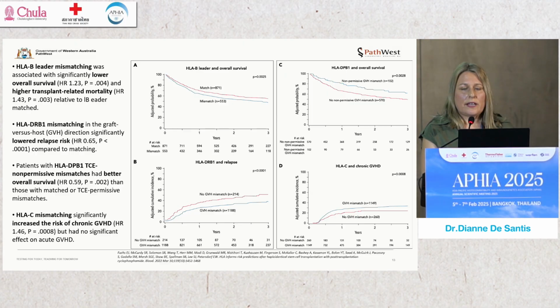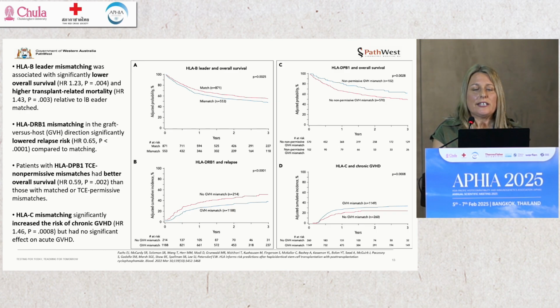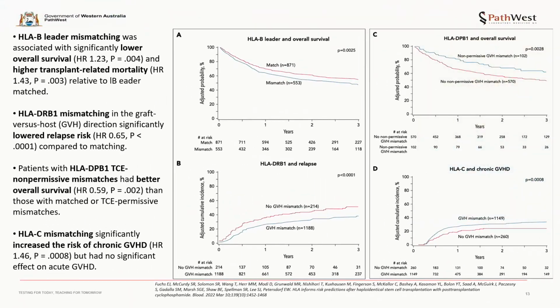So going back to the study by Fuchs et al., they found that HLA-B mismatching, when defined by leader match status, was associated with significantly lower overall survival and higher non-relapse mortality. DRB1 mismatching in the GVH direction significantly lowered relapse risk compared to matching, and HLA-C mismatching significantly increased the risk of chronic GVHD, but had no effect on acute graft-versus-host disease.